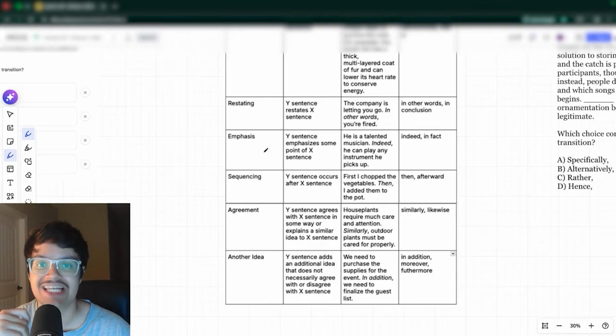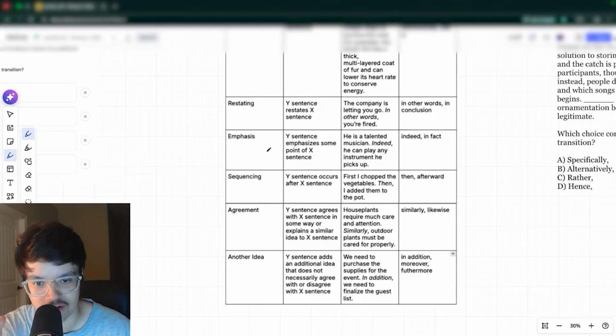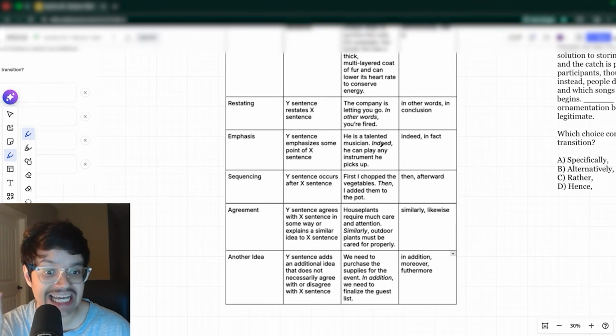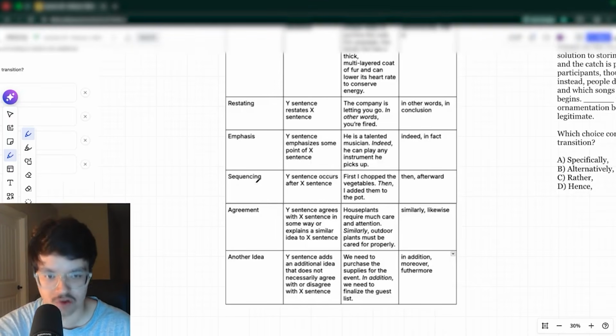Emphasis. This is when the second sentence really wants you to focus in on one specific part of the first sentence. So it emphasizes something. He is a talented musician. Indeed, he can play any instrument he picks up. So it wants to make it seem like he's not just a talented musician, he's an extremely talented musician. Like he can just pick up any random instrument and immediately start playing it. Indeed, in fact.